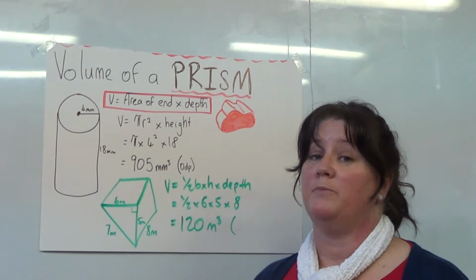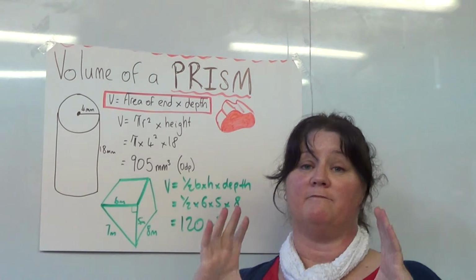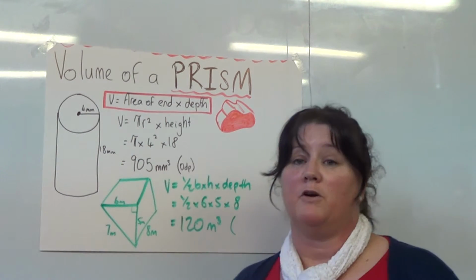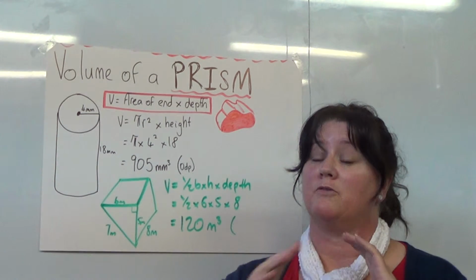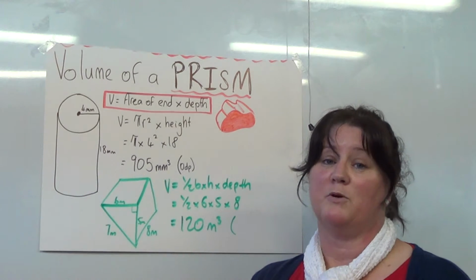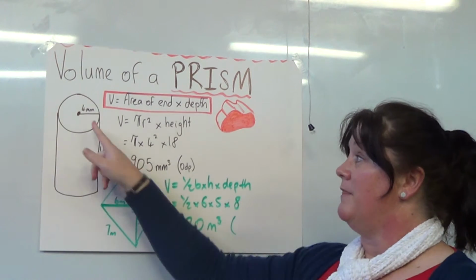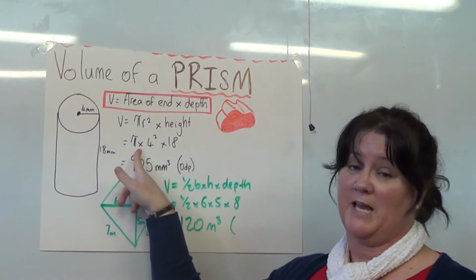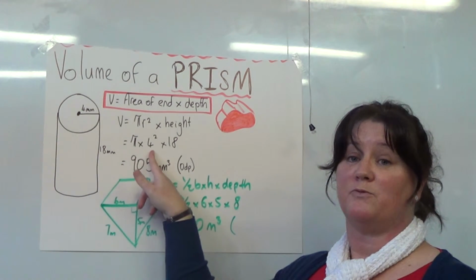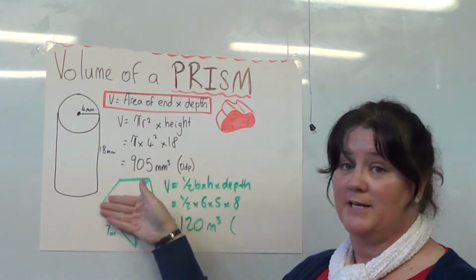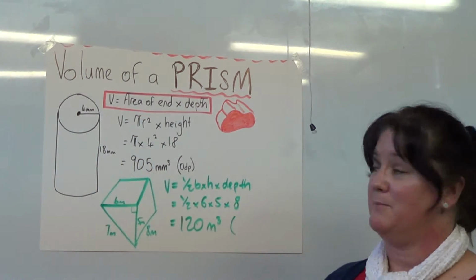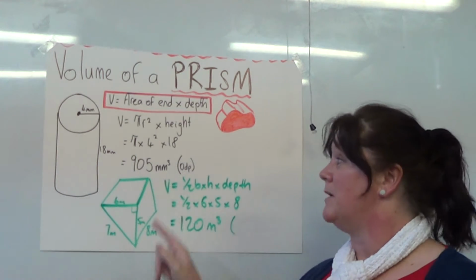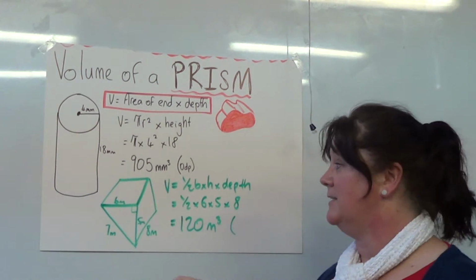You know the area of a circle is pi r squared. To find the volume of something that's a circle in 3D, then you need to multiply by the depth. The radius for the circle is 4 millimetres, so our formula for the area of the end is pi times 4 squared, and its height in this case is 18 millimetres. That comes to 905 millimetres cubed, to no decimal places.